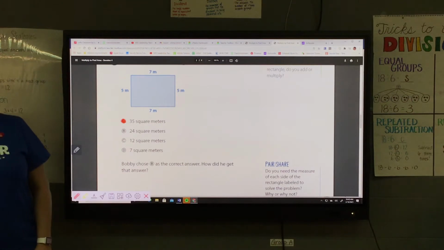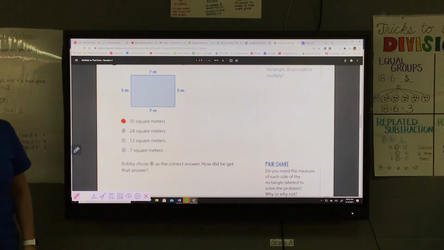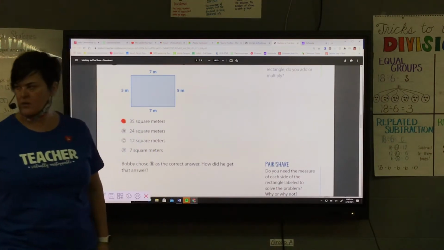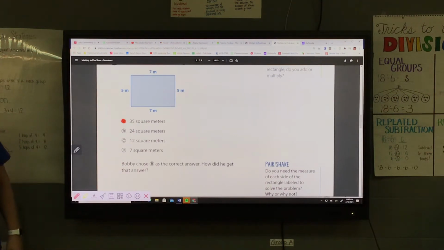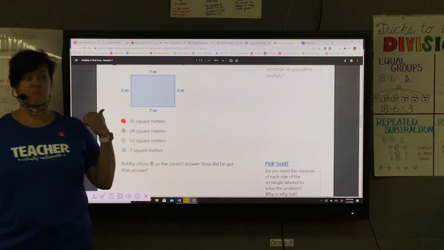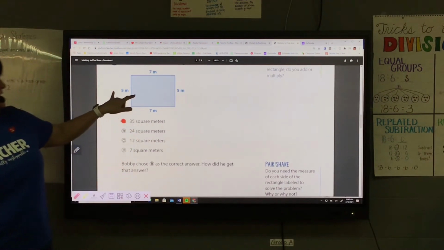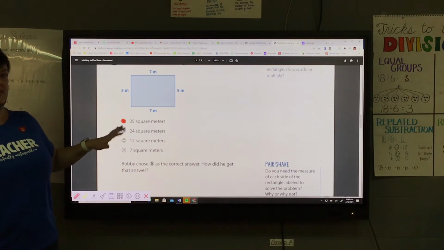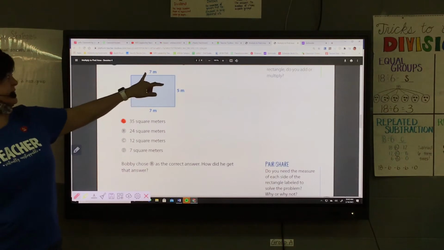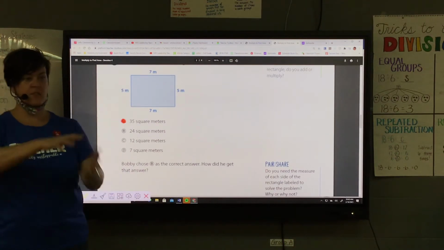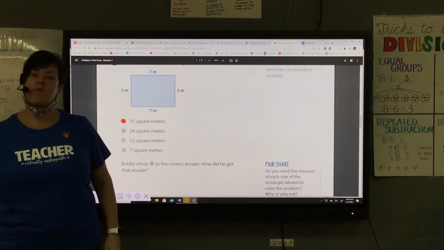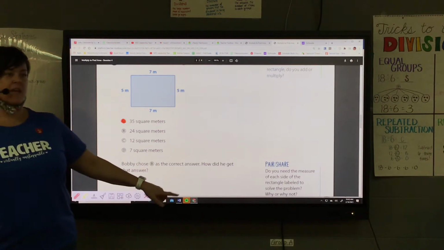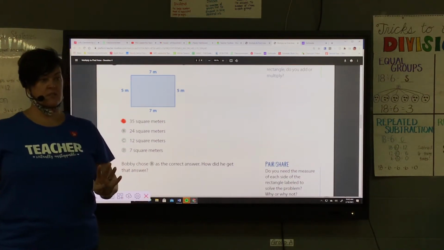Think you figured it out, Reese? Think you have it, Jenny? Are you sure? What did he do wrong? Connor? He added them instead of multiplying. You think Connor's onto something there? Because what's 5 plus 7? 12. What's 12 plus 12? 24. So what did Bobby do wrong? He added all 4 numbers? Yeah. So let's write that down.